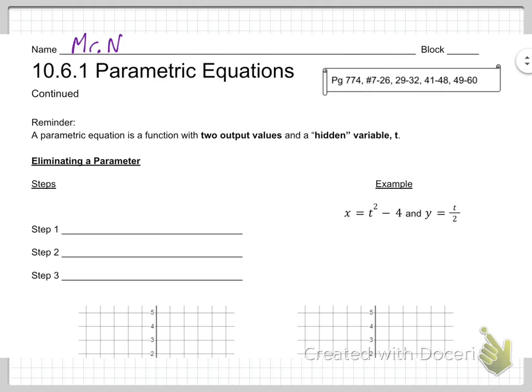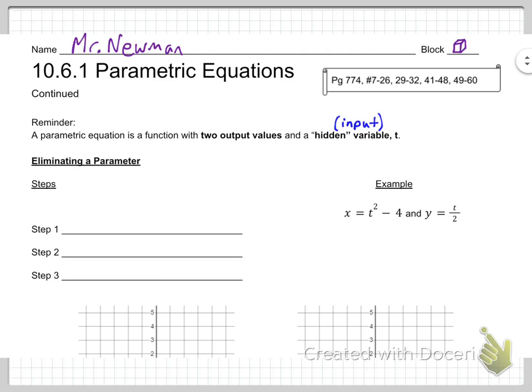Today we're going to learn about part 2 video on parametric equations. This is just going to be a little bit of follow-up to the previous video. Just as a reminder, the parametric equation is a function with two output values and a hidden t variable. And that t variable is the input, if you remember that. So what we're going to learn about today is going between our usual x and y function notation and parametric equations, going back and forth between those.